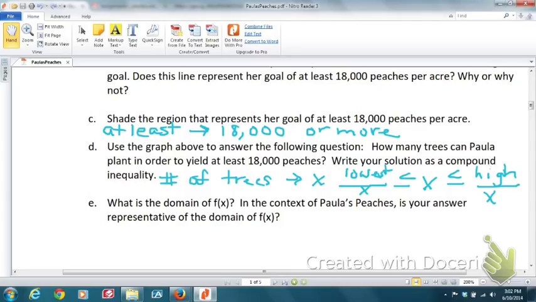In E, it asks you, what is the domain of f of x? So again, the domain is from your lowest x to your highest x. And then it asks you, once you figure that out looking at the graph, in the context of Paula's peaches, is your answer representative of the domain of f of x? So then you have to think about what it means to have a tree. Can you have fractional trees or do you only have whole trees? So you need to think about what you are graphing. Would it just be points or would it be a continuous line connecting the points? Again, that's something that you have to think about, and then you would give your answer.